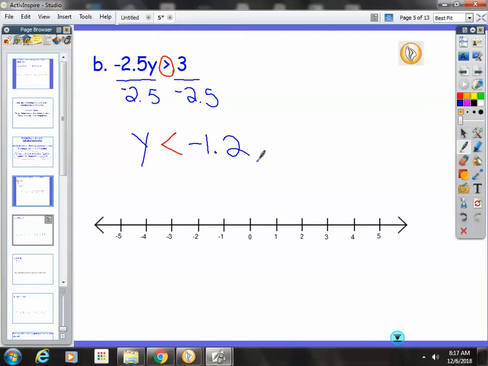Where does negative 1.2 fall on our number line? Between negative 1 and negative 2, but is it closer to negative 1 or closer to negative 2? Closer to negative 1, so just past negative 1, really. What direction is my graph going to go? To the left.